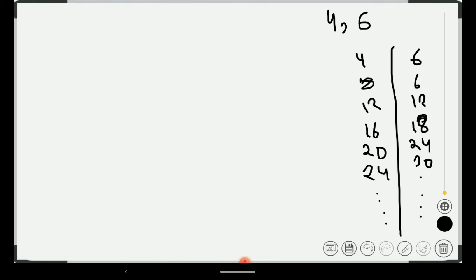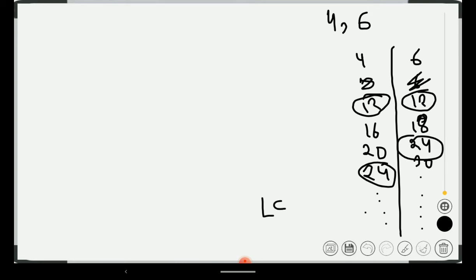As you can see, 12 is the lowest common multiple, and then the next common multiple is 24, and there are other common multiples also, they will go on. So as you can see, the lowest common multiple is 12. So the LCM of 4 and 6 is 12.